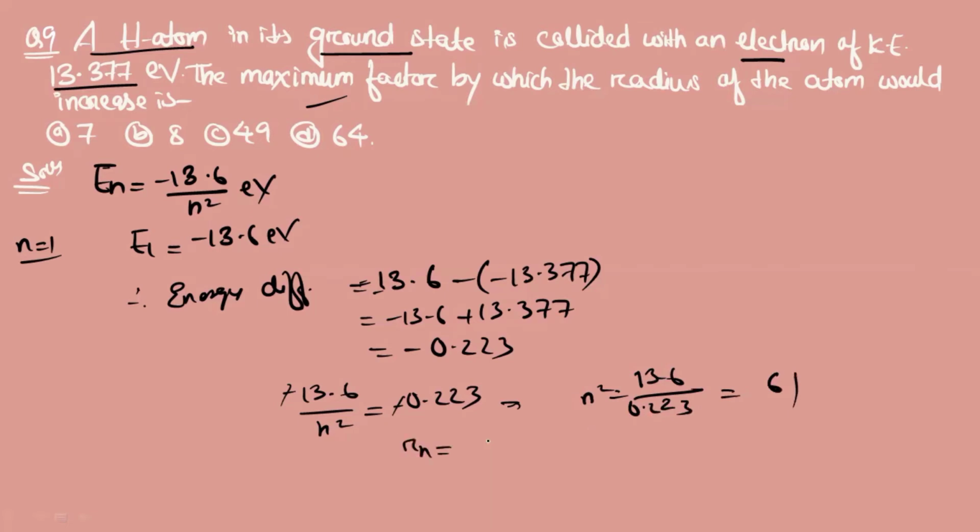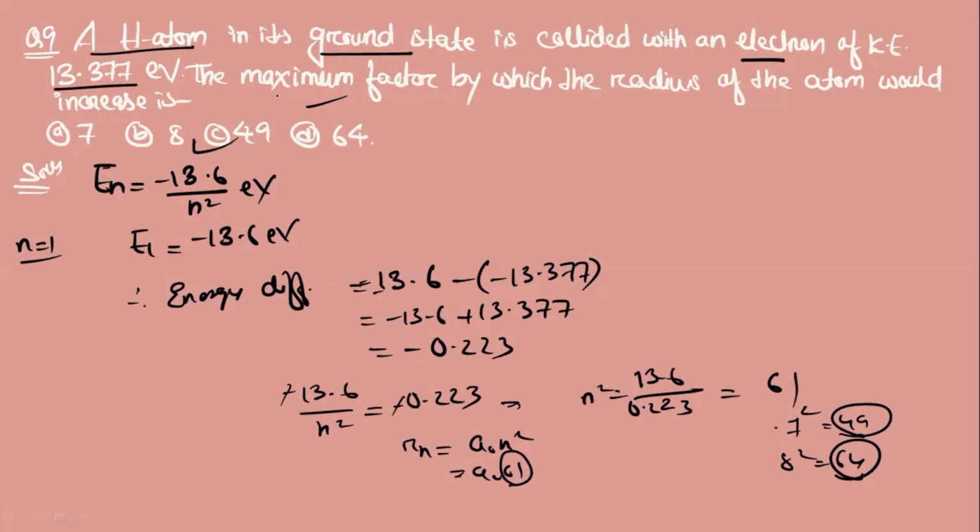And you know the radius Rn is equal to a naught n square. Okay, n square is what? 61. So if n square is 61, we know 7 square is 49, 8 square is 64. 64 will exceed. So the probable value must be n equals 7. That means the maximum factor by which the radius of the atom can increase is by 49.